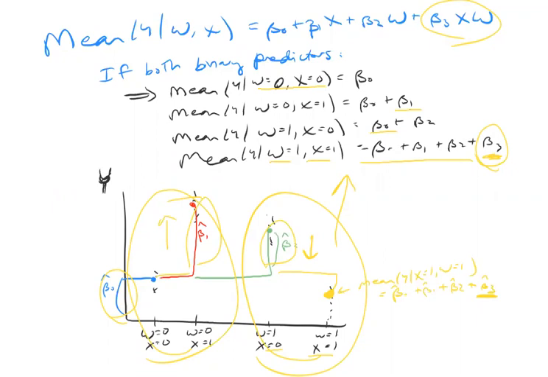Last thing I'll say as we end is, of course, both these variables could be continuous, x and w. That is harder to visualize, but the idea remains the same, that if you leave off the interaction, then the slope of one variable, the coefficient for one variable, has to be the same regardless of the value of the other.